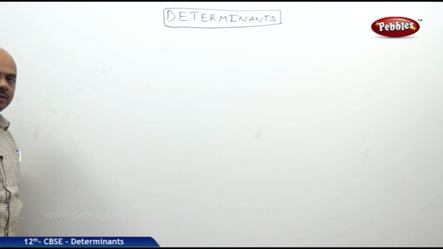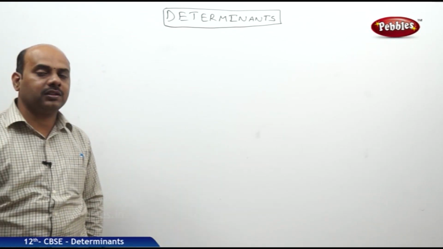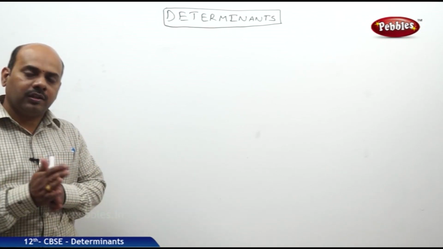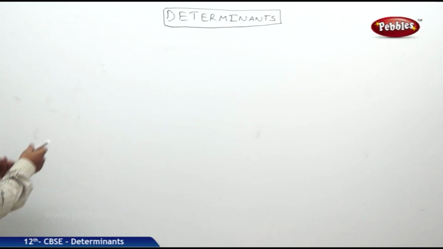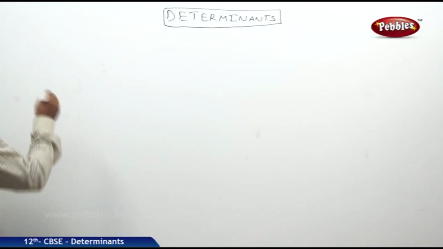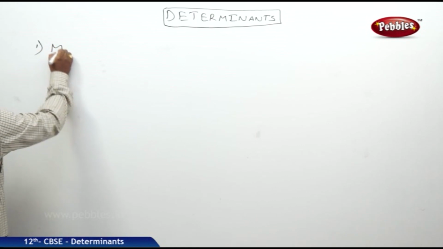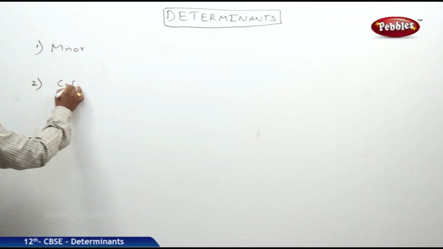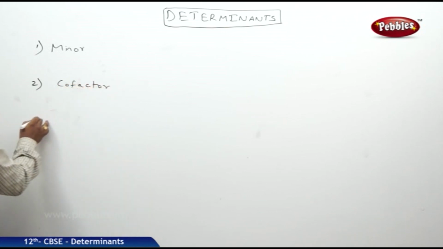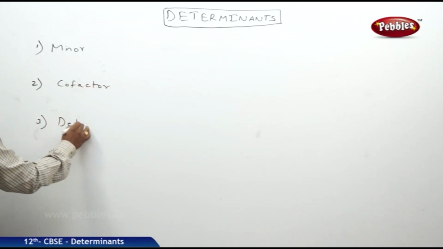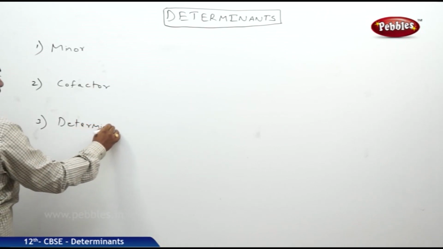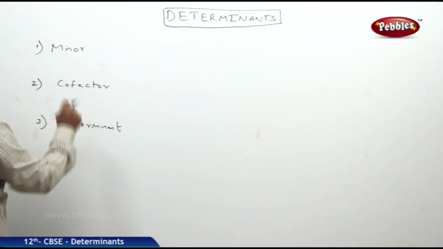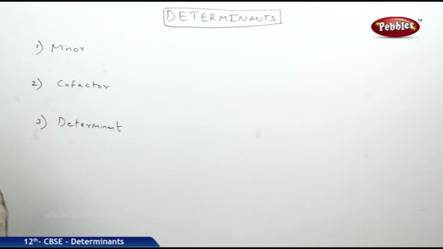Good morning friends. In today's class we are going to start a new topic called determinants, which is a link for our previous chapter matrices. Before starting determinants, I would like to give an introduction of a few concepts. One is minor, the second one is cofactor, and the third one is a determinant of a matrix. That means minor of a matrix, cofactor of a matrix, and determinant of a matrix.